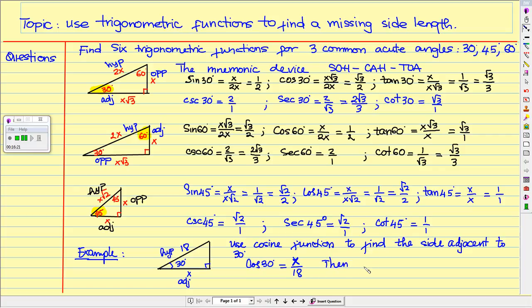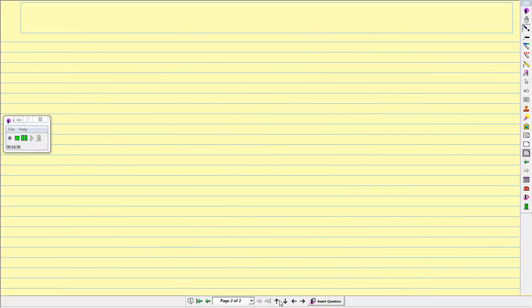Then we are going to find x. We multiply 18 to both sides to get 18 cosine of 30 is x. Now cosine of 30 degrees we found right here. You see? It will be square root of 3 over 2. So therefore it will be the same as 18 times square root of 3 over 2 equals x.